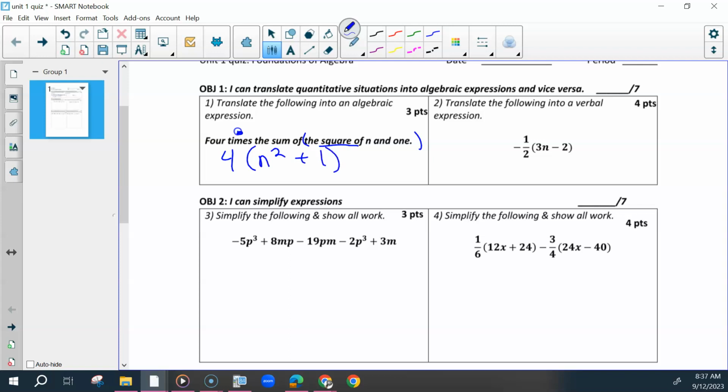Some of you put the square on the outside, but it didn't say 4 times the square of, it said 4 times the sum of. So do we correct it? You can, yep. You won't get the points back from correcting it, but it will help you not make that same mistake on the test. Also, the test grades will replace the quiz grades.